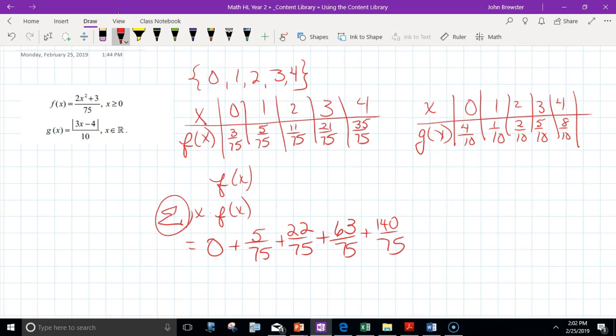And this, you just add those up. Let's see, what do we get? Well, 140 and 63 is 203. 203 and 22 is 225, and 5 is 230/75. Not guaranteed, but I think that's right. I don't have answers in front of me. All right, that is the end of problem 11.